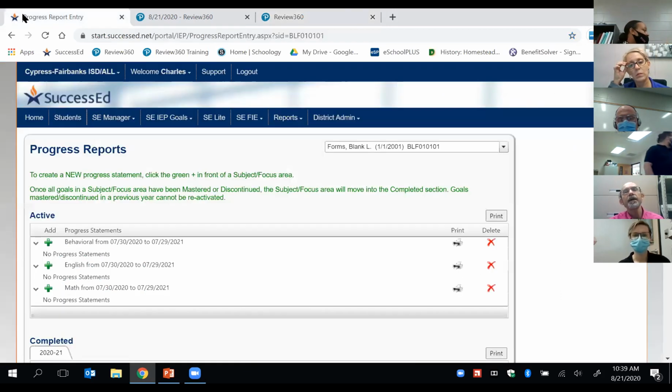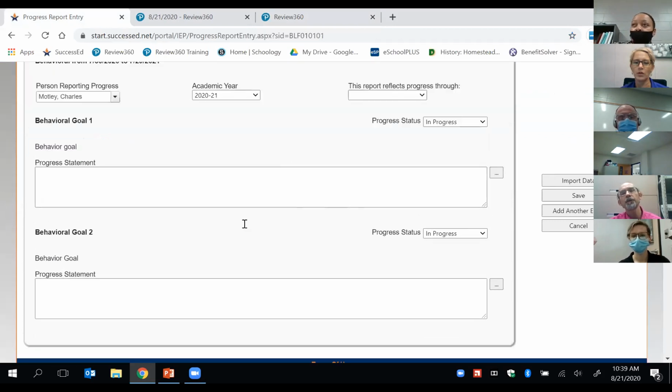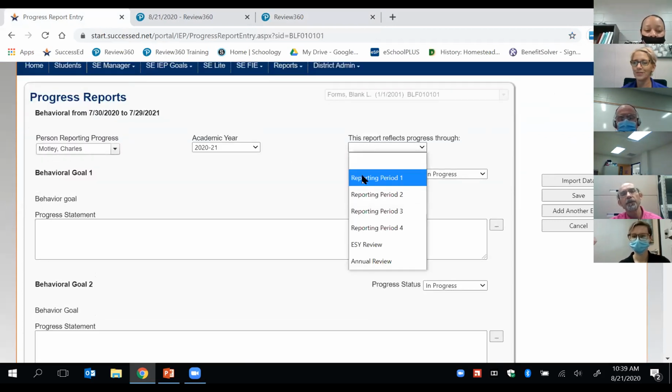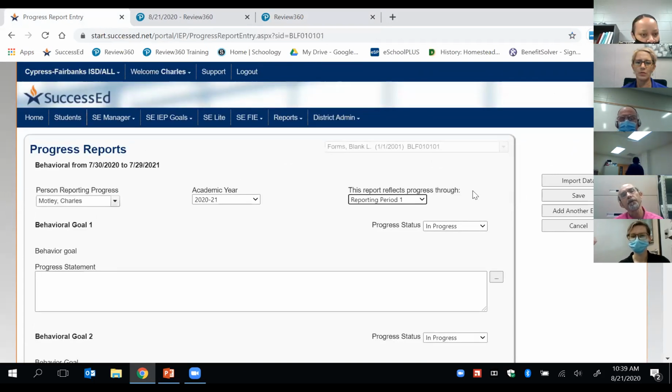Okay, so then back in Success Ed, once you've had all this data input for a while, in order to import from Review 360 into Success Ed, you would just come here, create a progress report, select the reporting period and click on Import Data, and it will automatically import the data that was entered in the reporting period 1 date range for secondary.